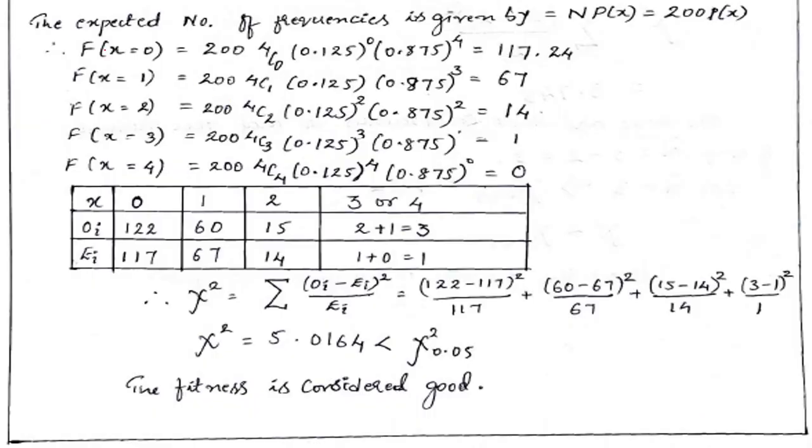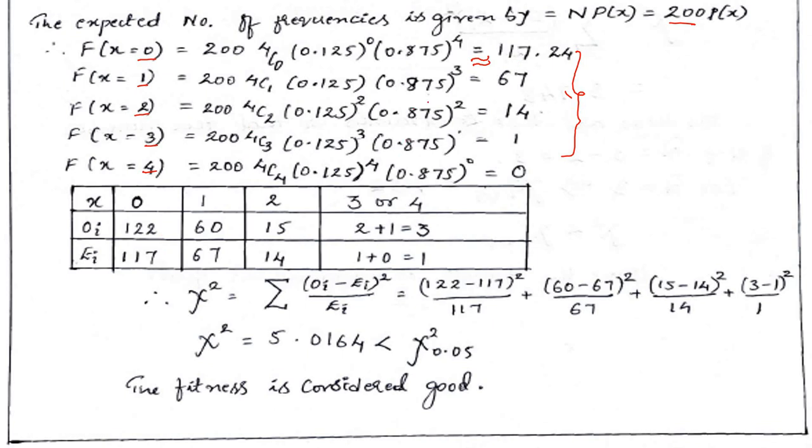Now I need to find the expected number of frequencies. It is given by NP(x), where capital N is nothing but summation f, which is 200. You know P of x, which we have just defined. Now give x equal to 0, 1, 2, 3, 4 and you are going to get these values. Here you can consider the approximate value 117. That is what I have considered here.